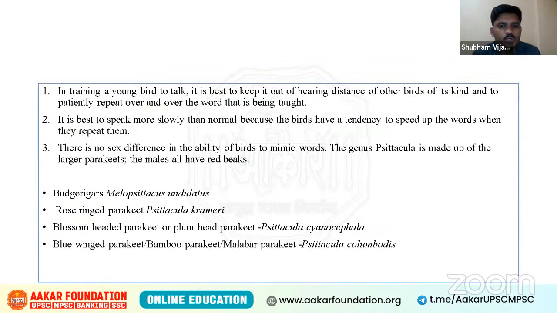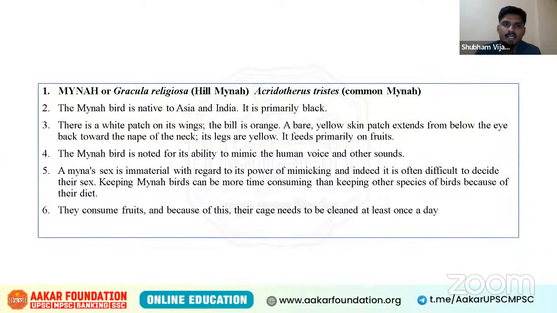Now the next one is the myna. Spelling is M-Y-N-A-H. There are two main mynas. The first one is the hill myna, and the other one is the common myna. The scientific name is Gracula religiosa for hill myna, and Acridotheres tristis for common myna. The myna is native to Asia and India, and primarily it is black in color. There is a white patch on its wings.